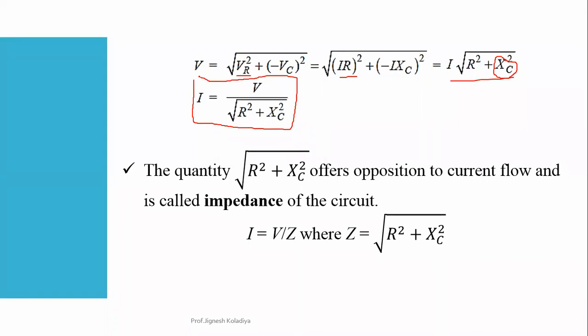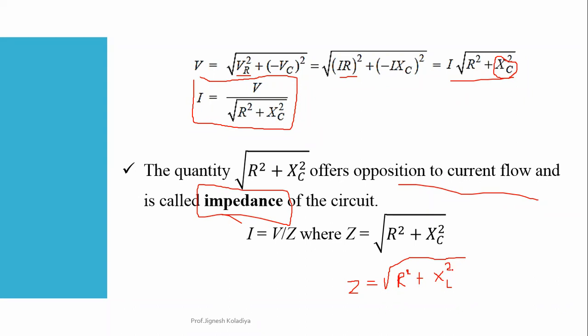What is the square root of R square plus X square? It is the quantity which offers opposition to current flow, and again this is known as impedance. Impedance in case of an RL series circuit is given by square root of R square plus XL square. This is for the RL series circuit. Square root of R square plus XC square is for the RC series circuit.